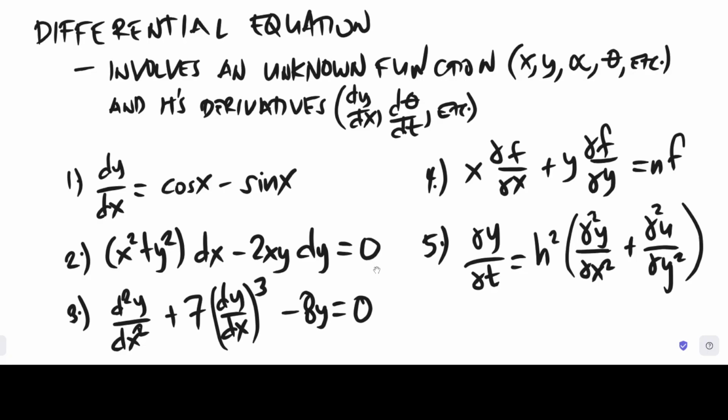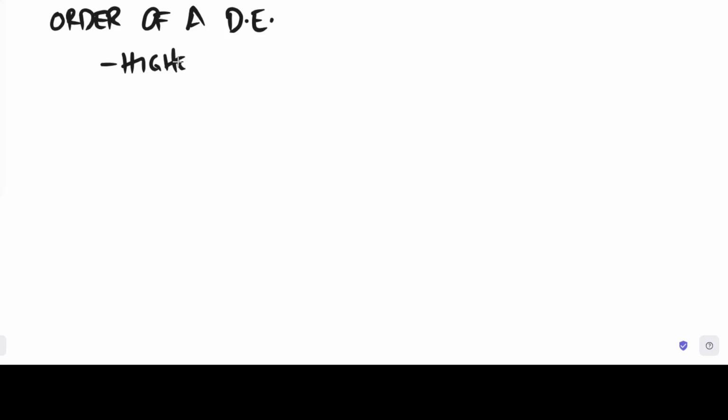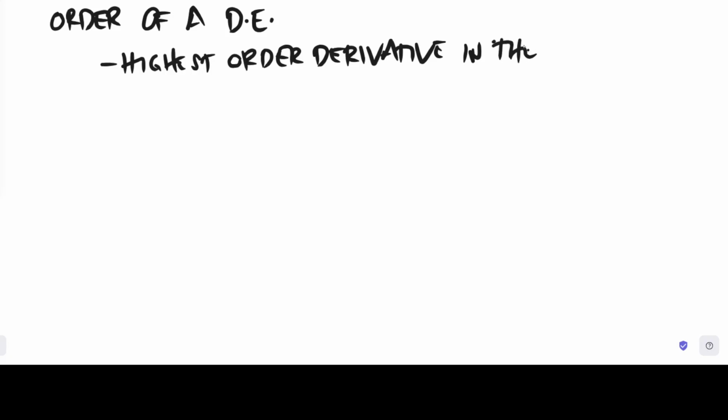So let's proceed to some characteristics of a DE. First we have what we call the order of a differential equation. When we say order of a differential equation, this refers to the highest order of the derivative in the DE. So if the DE contains a first derivative, a second derivative, and then a third derivative, then that DE will have an order of 3, or the third derivative.